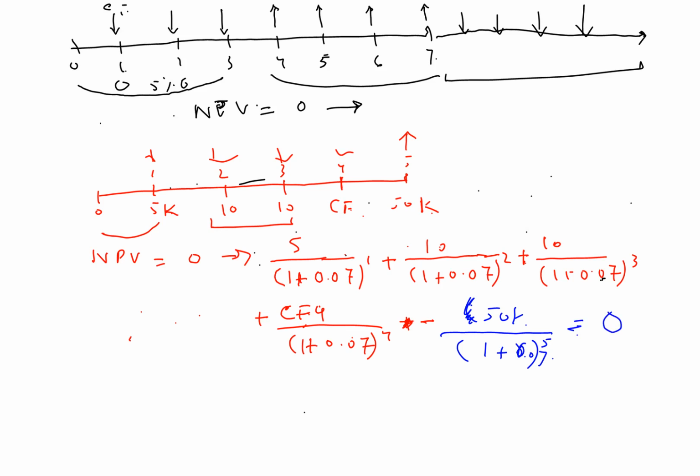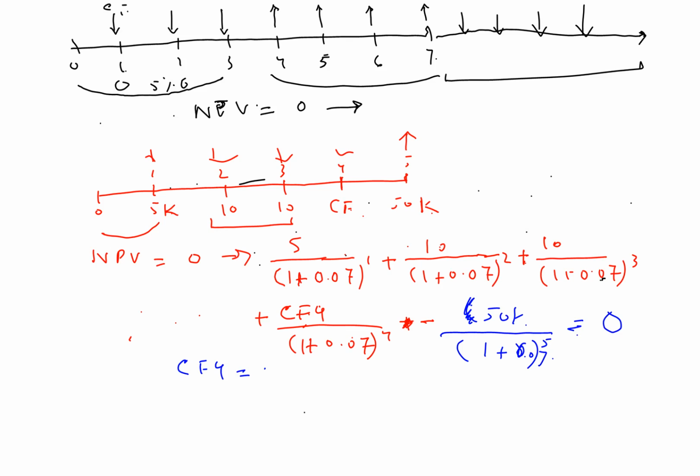If I rearrange and solve this problem for CF4, I am going to get the amount that I'm going to save in year 4 to meet my requirement of 50,000 at the end of 5 years. Similar problems may be asked. Moving on.